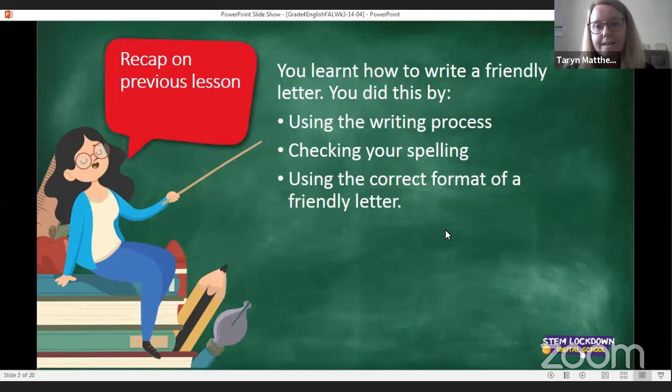So we did a friendly letter and we first learned that we have to use the writing process. The writing process involved your planning, your rough work, and then your neat draft. You had to make sure that you checked all your spelling and that you used the correct format for a friendly letter. So we learned where the date, where the address goes, where your greeting, where your body, where your closing, and where your signature went. So I hope you remember your layout.